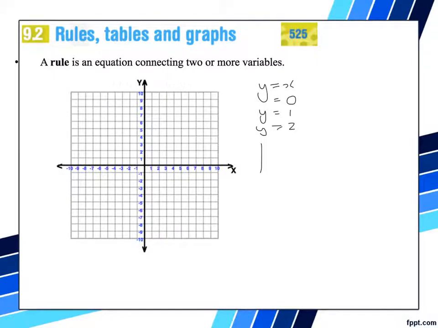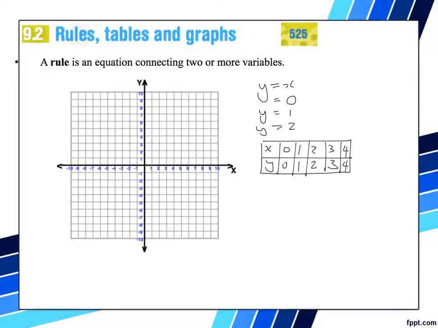In other words, if I start in a table and I say I have x and I have y, when x was 0, y was 0. When x was 1, y was 1. When x was 2, y was 2. When x was 3, y was 3. When x was 4, y was 4.